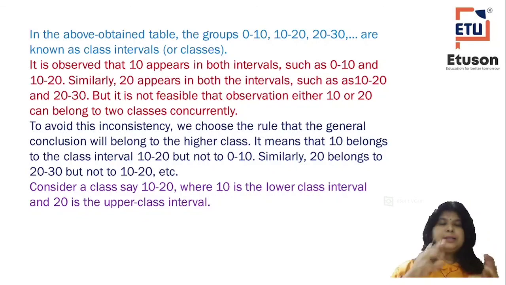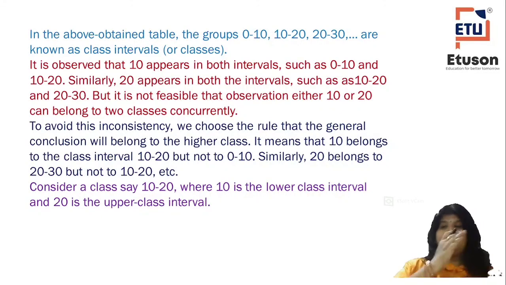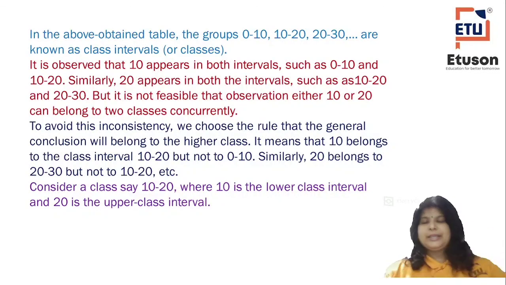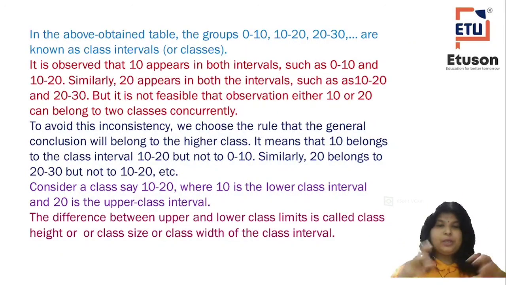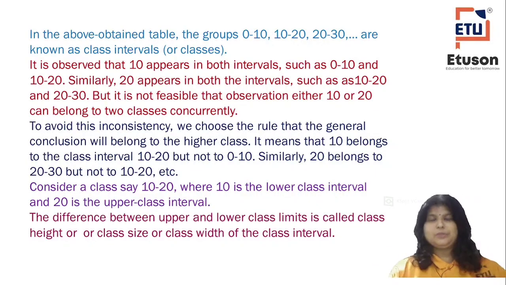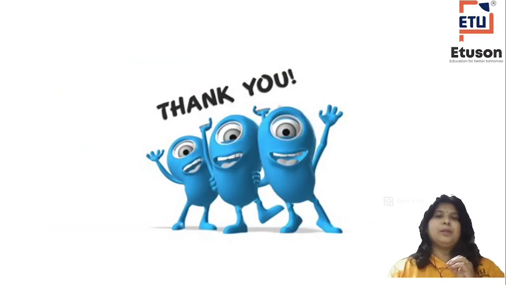Consider a class 10 to 20. Then 10 is your lower class limit and 20 is your upper class limit. The difference between the upper limit and the lower limit is called the class interval. These are some of the terminology we use in grouping the data.